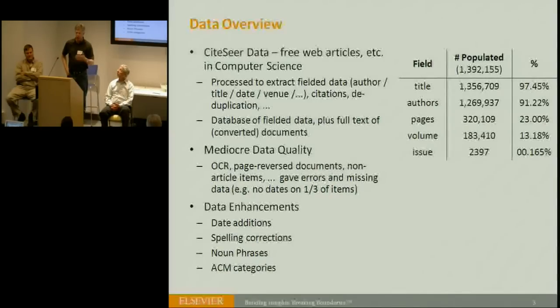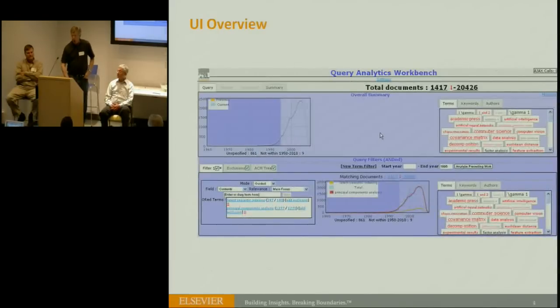Tony did some noun phrase extraction. I did some categorization by ACM categories, because 30,000 of them had already been categorized with the ACM categories, so that seemed like a good enough training set to apply to the rest of the 1.4 million. Okay, so I'm going to do a quick overview of the user interface.